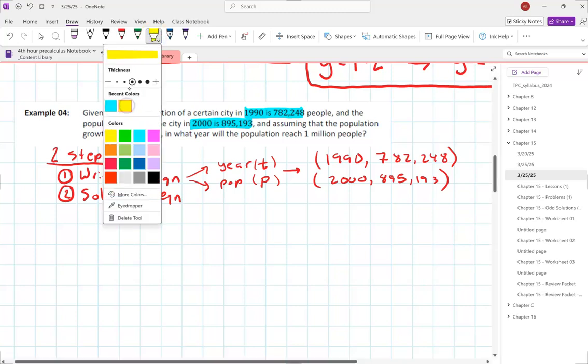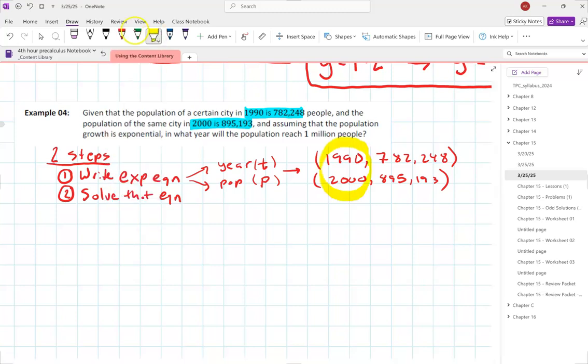What's the unfortunate thing here, though? None of my x's are 0, right? Boy, this problem would be a lot easier if they were. You know what I'm going to do? I'm going to make it so that one of my x's is 0. So instead of t being equal to years, I'm going to say t is equal to the years since 1990. I'm going to leave p still to be population.